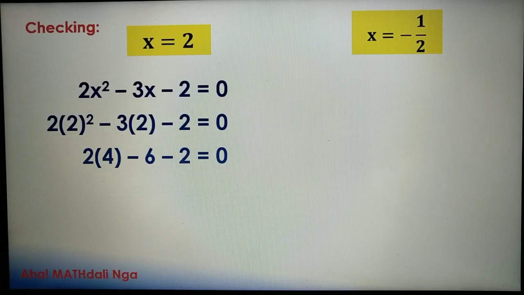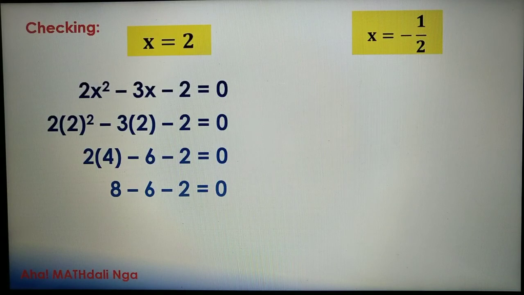2 times 4 is equal to 8. Copy minus 6 minus 2 equals 0. Let's continue. 8 minus 6 is positive 2. Minus 2 is equal to 0. And that's true. 0 is equal to 0. So positive 2 is one of the solutions of the given quadratic equation.